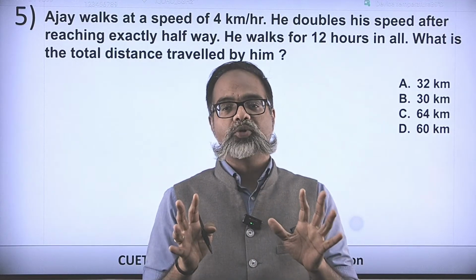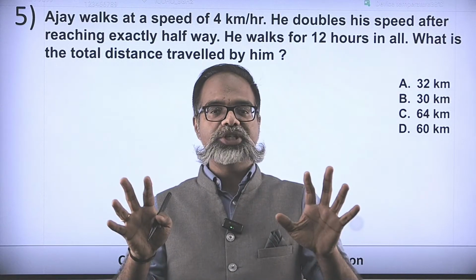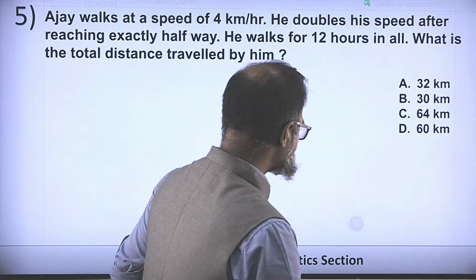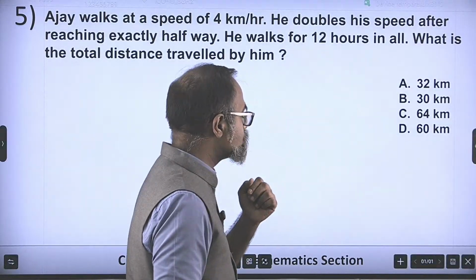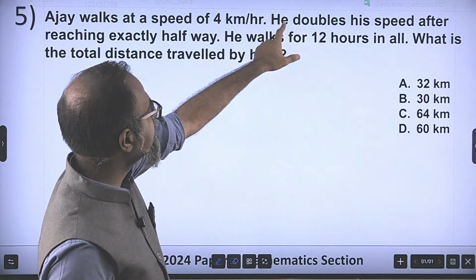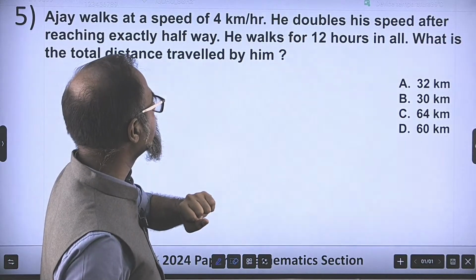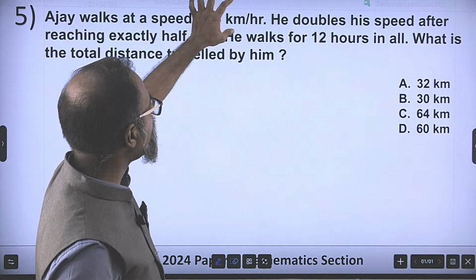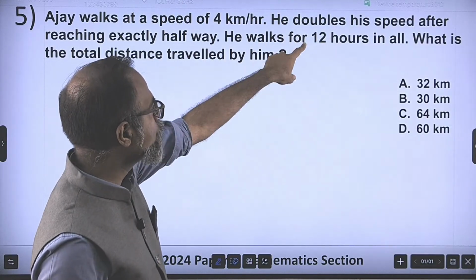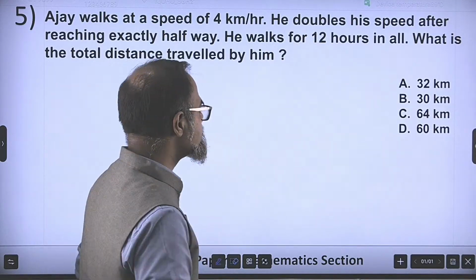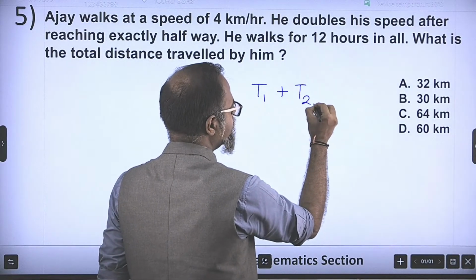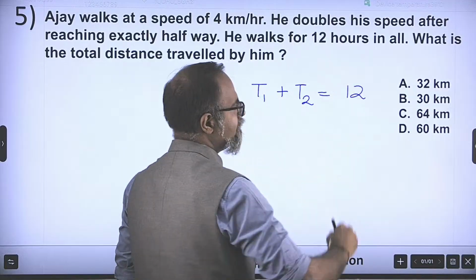First is your classical approach, right? The one which school teachers would insist that you show all these steps and you are supposed to do it that way. So let's take it that way. So there are two parts to the journey, right? One, he's walking at 4 kilometers per hour. The other, he's walking at double the speed, 8 kilometers per hour. And he's walking exactly half the distance at 4 and half the distance at 8 kilometers per hour. The total time I know is 12 hours. So time taken for the first half plus time taken for the second half is 12 hours.